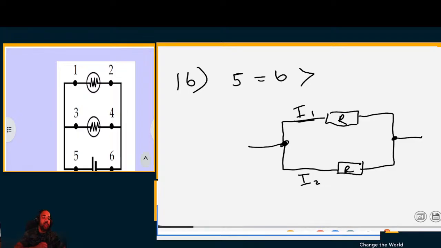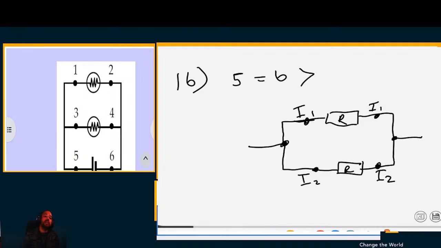Now, another thing you should know about currents going through a resistor: the current that goes into a resistor must be exactly the same as the current coming out of the resistor. Sorry, this one should be I2. But we've already established that the currents I1 and I2 are also the same. Therefore, this current I1 is equal to I1, which is equal to I2 and I2.